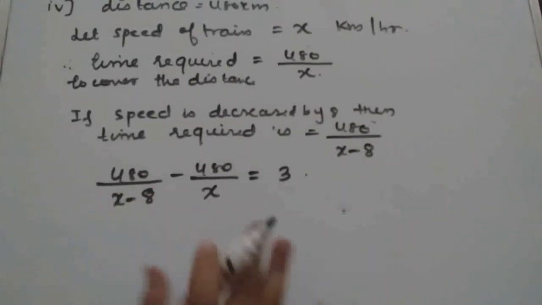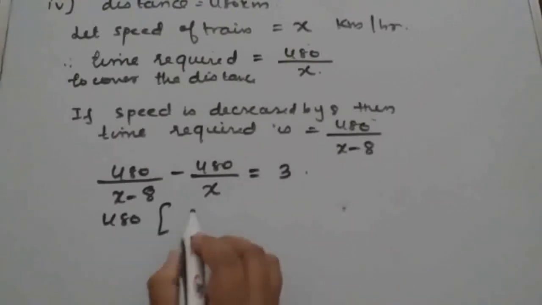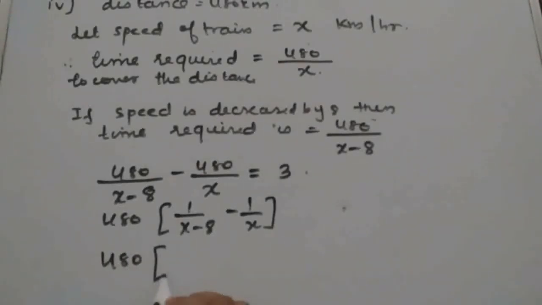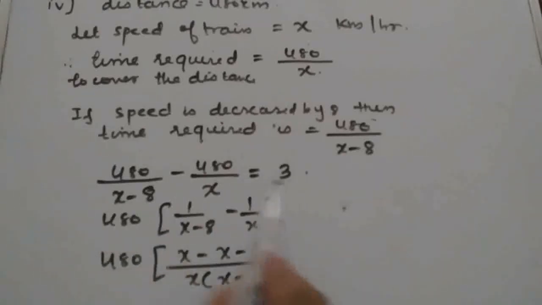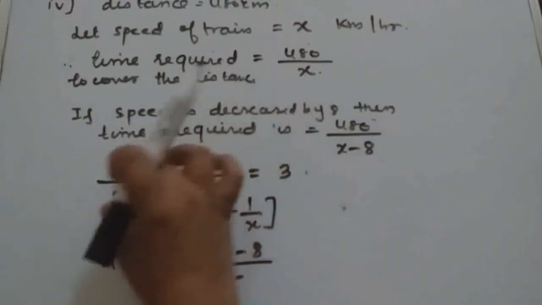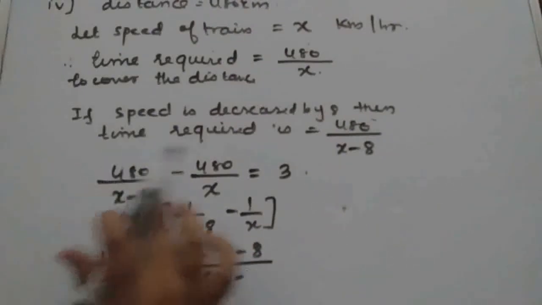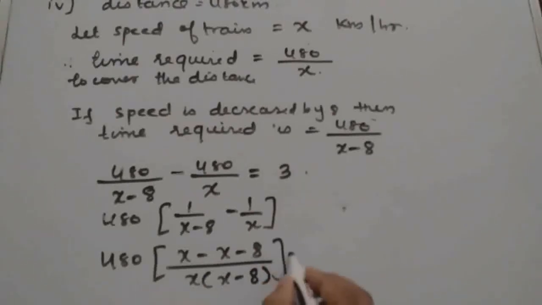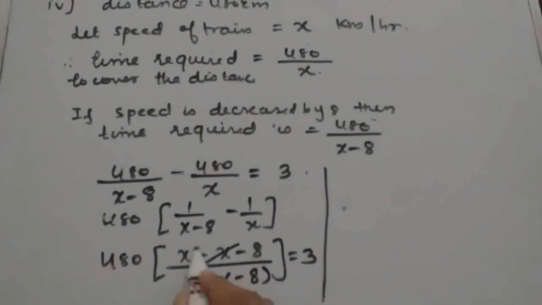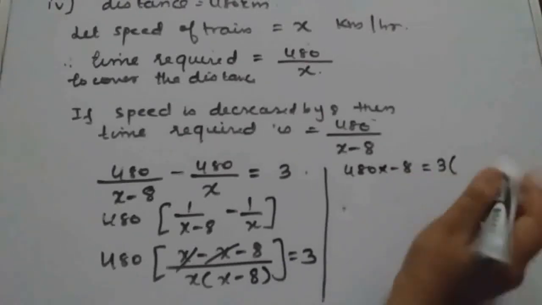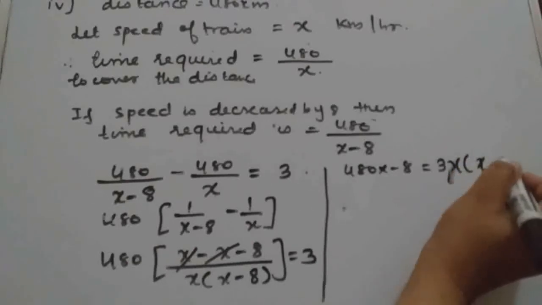Okay, now we will simplify this. We can take 480 common. See, students make a mistake in this step. They write x minus 8 and x in the wrong order, but interchanging is not possible. This should come first: x minus 8 on the left, equal to 3. So see, x will go, minus 8 will remain, and this denominator will go to that side.